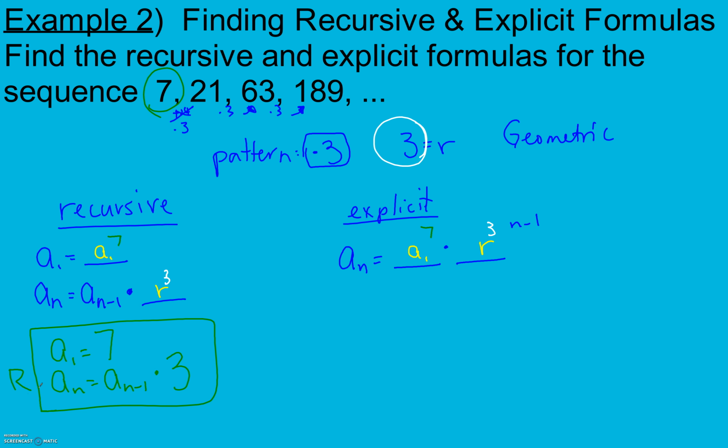For my explicit formula, a sub n, so the amount of any term, is my first term, 7, times my common ratio raised to the n minus 1 power. And this right here is my explicit formula. So when we fill these into our formulas, guys, the very first number we plug in is our first term, and the second number we plug in is our common ratio.